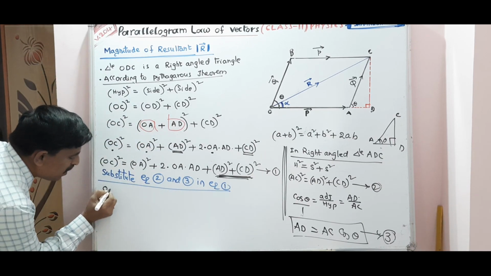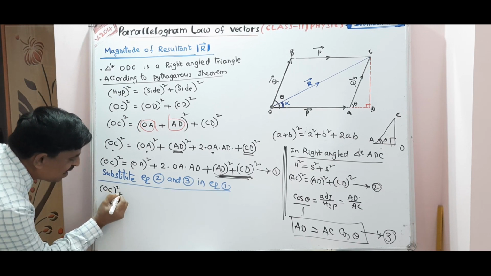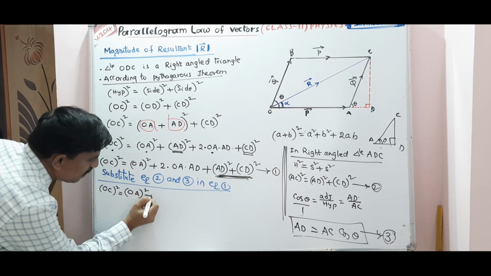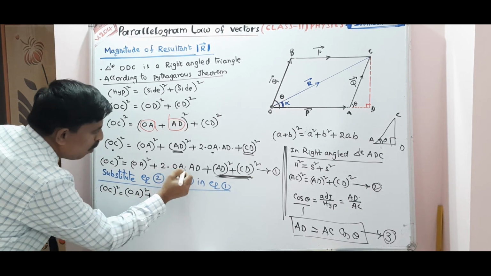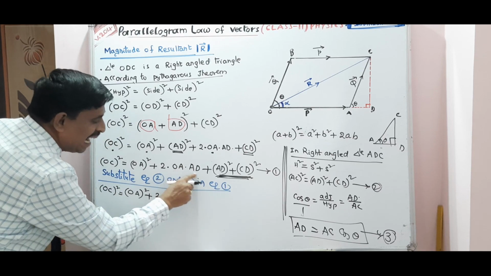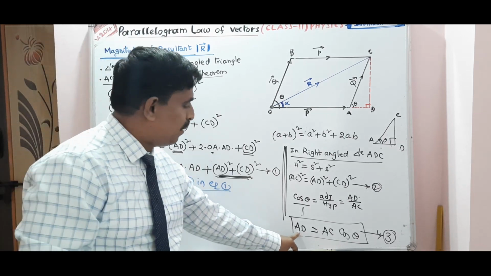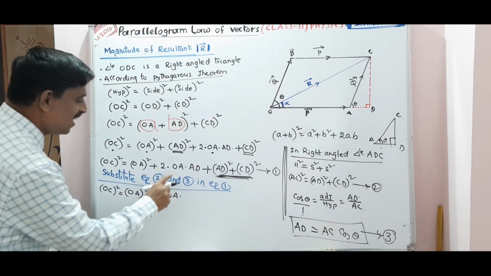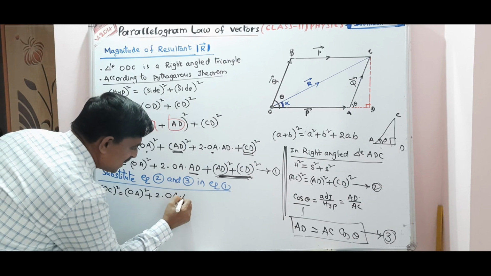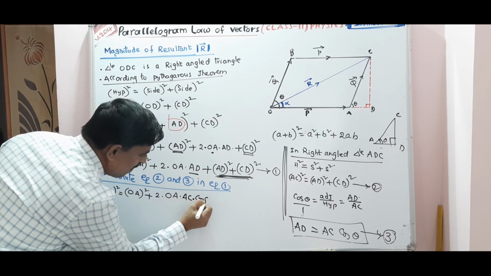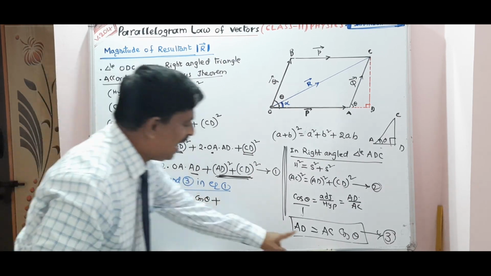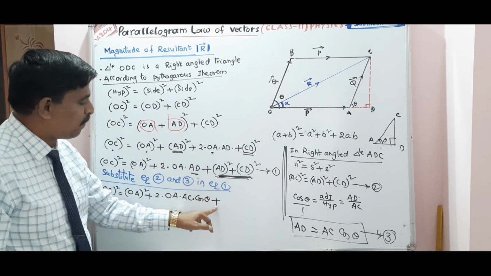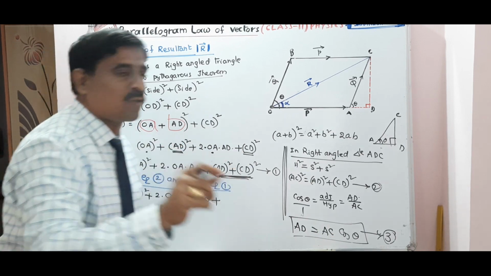OC square I am writing as OC square. OA square I am writing as OA square. 2 into OA into AD. AD means AC cos theta. AD means AC cos theta plus AD square plus CD square.